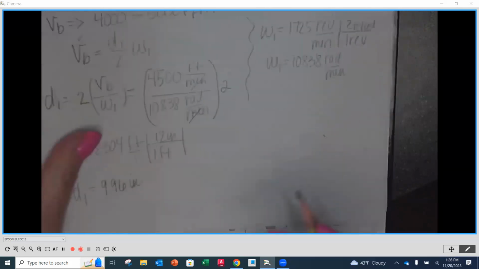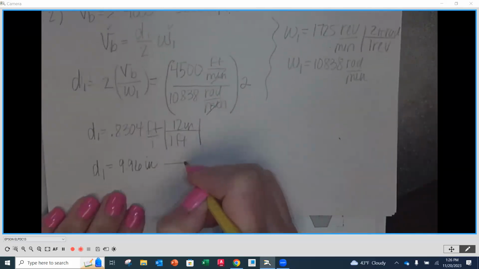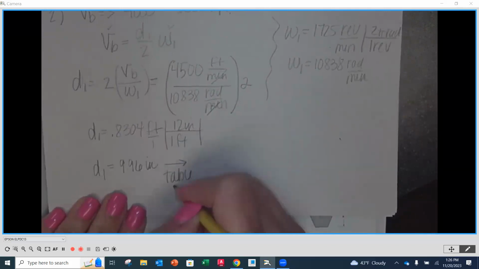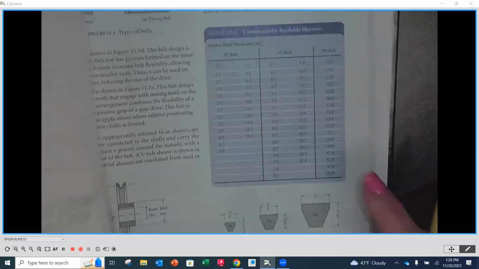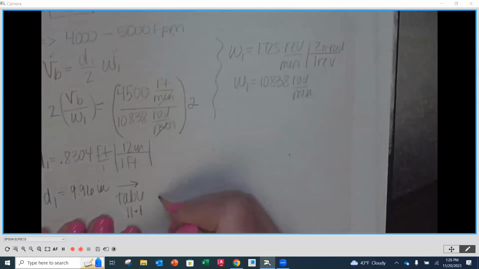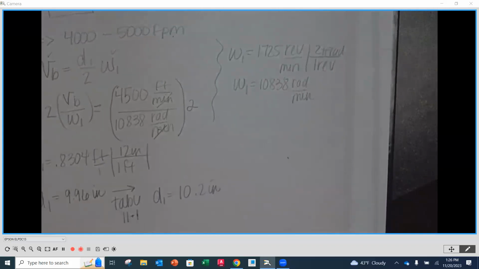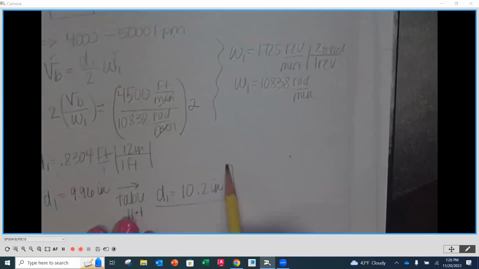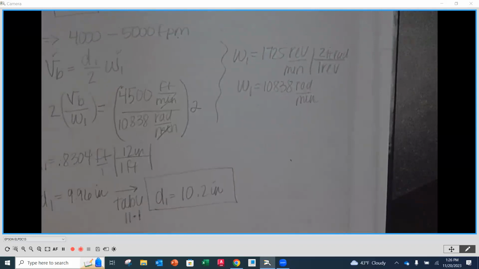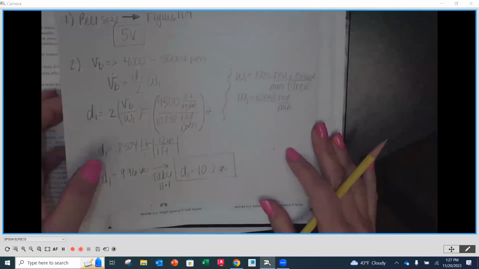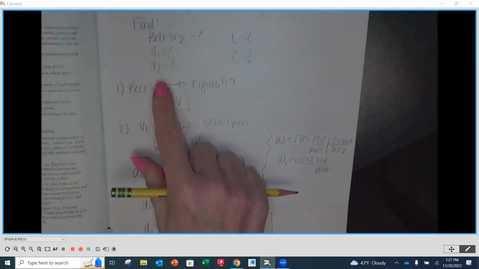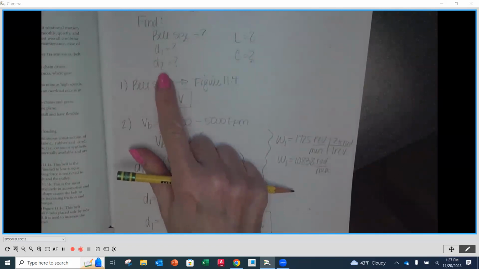So what the book does is they pick for their D1, from table 11.1, D1 equal to 10.2 inches. So the diameter of our driver sheave is 10.2 inches. Now that we have that, we can figure out what D2 is going to be.